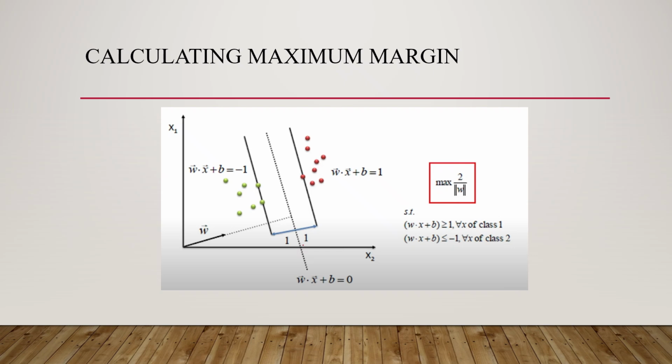The maximum margin is calculated as 2 by the weight value, so that w·x + b is the hyperplane equation. Visually, we can draw lines parallel to the given hyperplane, and we can choose which can be the hyperplane for the given support vector machine.